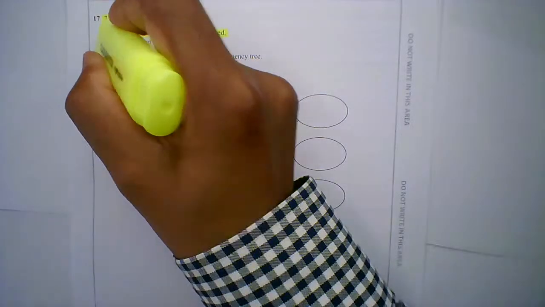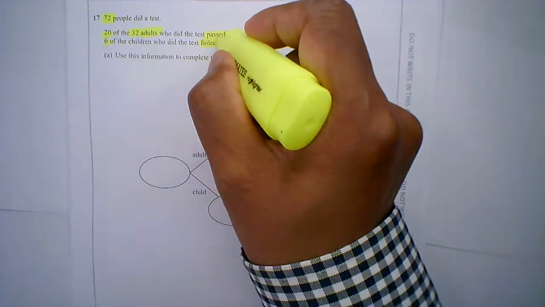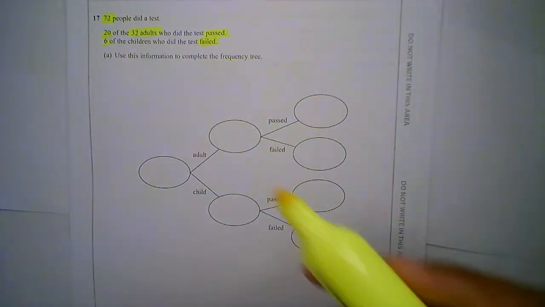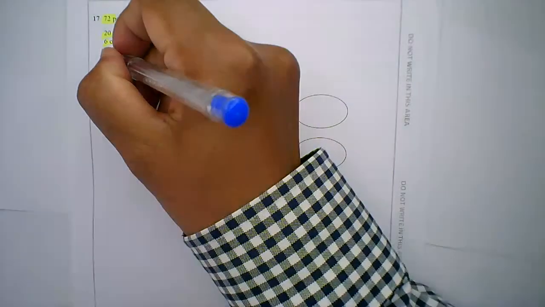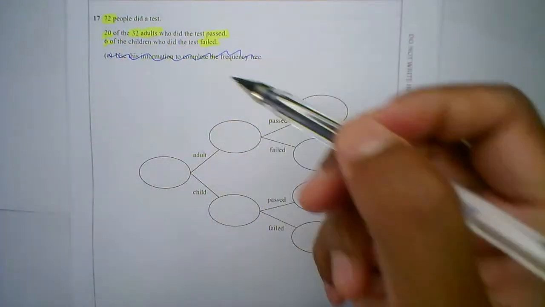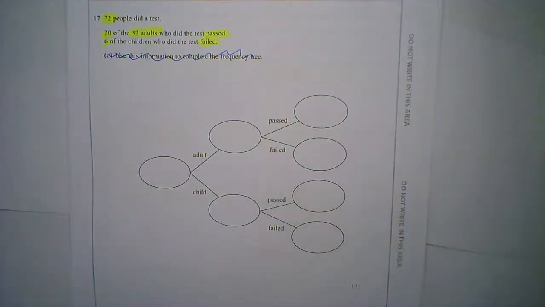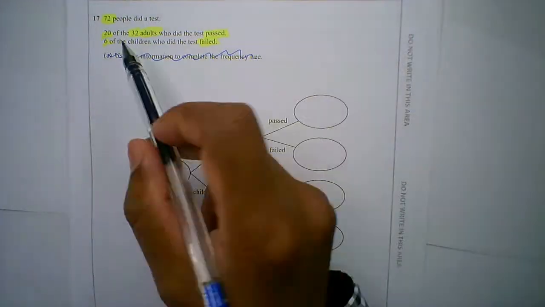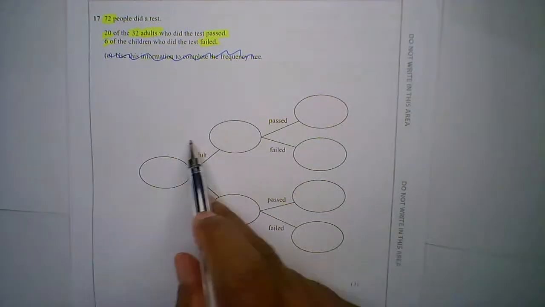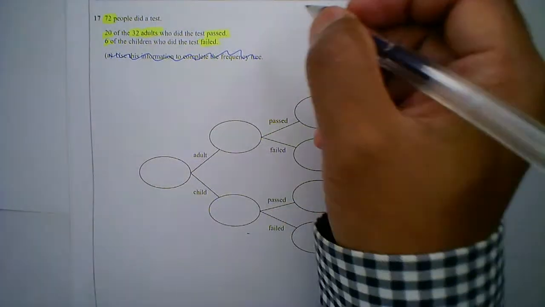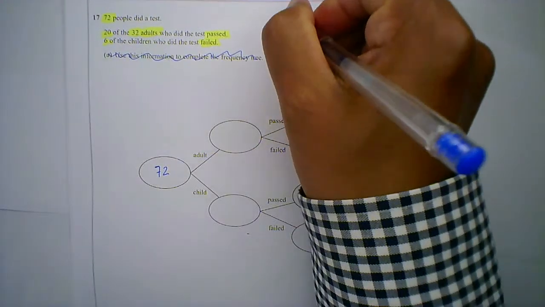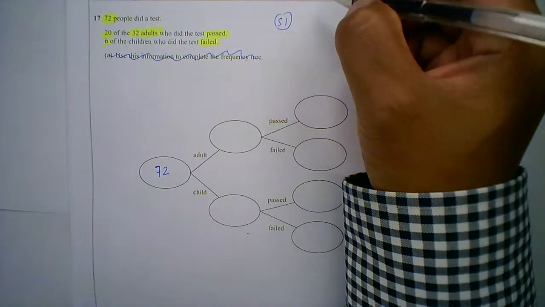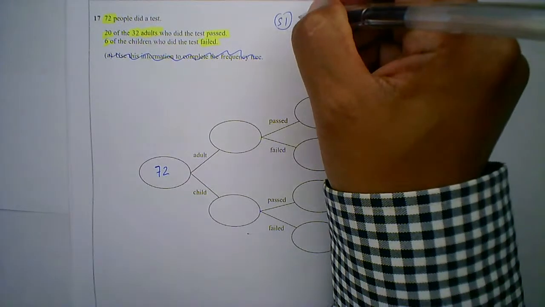6 of the children who did the test failed. So we've got that. Use this information to complete the frequency tree. So we don't really need that sentence. So similar to before, now instead of processing 4 lines of information, we are just processing 3 lines of information. 72 people did a test. So you can see here, this is not there. So 72 goes here.